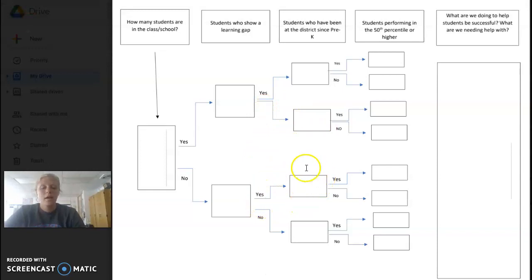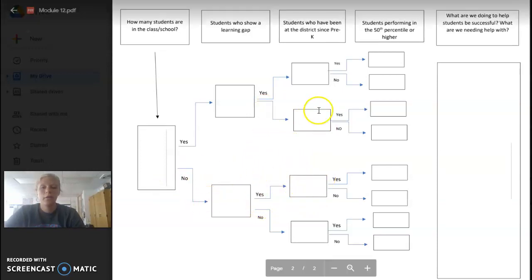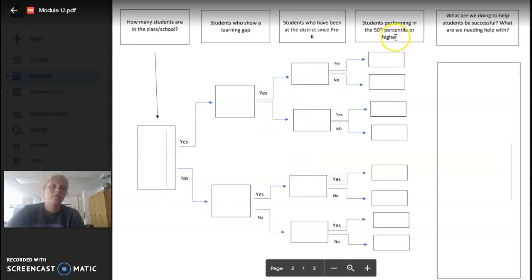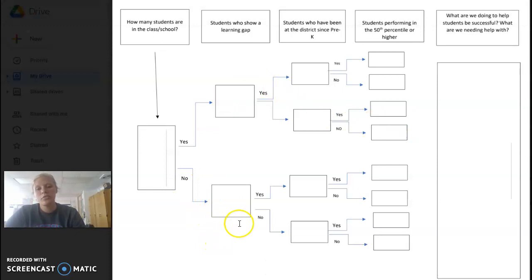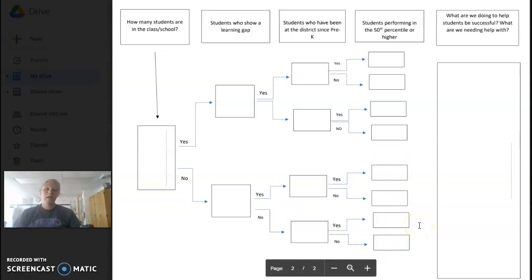I'm sorry, guys. And then if we were going from here, we'd move on to: are the students performing in the 50th percentile or higher? Again, yeses or nos. And then same down here. And the same would be for down here if we started with our nos. So let's say they don't have a learning gap. Is it because they have been in pre-K since they've been here, or have they been a move-in? Where are they performing? I'm kind of interested to see that kind of gap in what the data says about these students and their demographics.